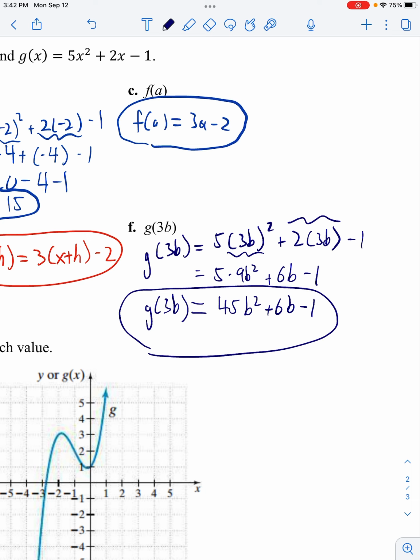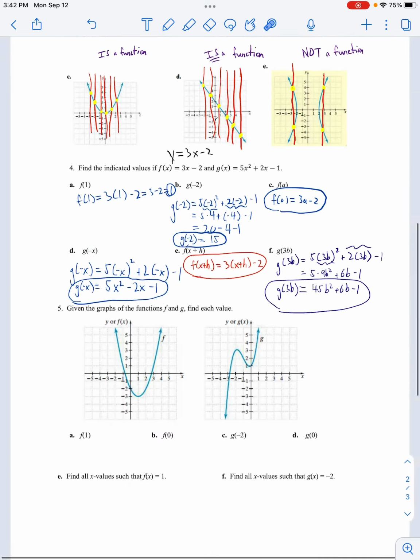Okay, that's my answer. So anywhere, right, I take whatever's inside my parentheses, and wherever there's an x, I just replace it with whatever's inside my parentheses. Okay, and I make sure on the other side I put everything in parentheses as well. So I put my 3b in parentheses, squared it, put my 3b in parentheses, multiplied it by 2.